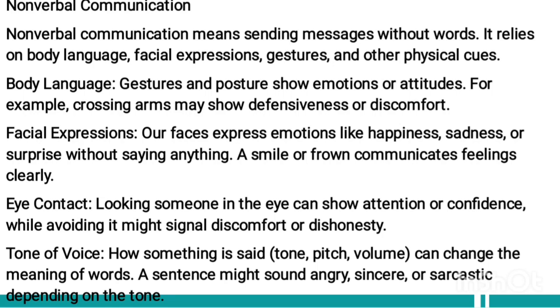First one is body language. This includes things like how we sit, stand, and move, and the gestures we make. For example, if someone crosses their arms during a conversation, they might be signaling that they feel uncomfortable, defensive, and closed off. But if they are leaning in, it could mean they are engaged and interested in what you are saying. Body language often communicates more than the words we speak because it can reveal our true feelings or attitude.